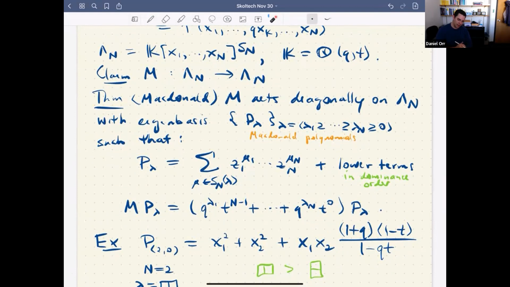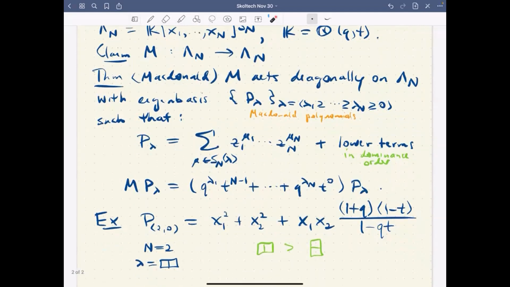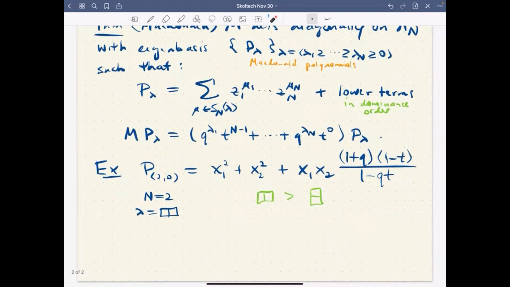And what happens is you don't get just random rational functions in q and t. They're highly structured and very interesting rational functions here. So a lot of effort in Macdonald theory goes into understanding exactly what these coefficients are and what types of structures explain why they're so nice and such things. Let me move on, I guess.